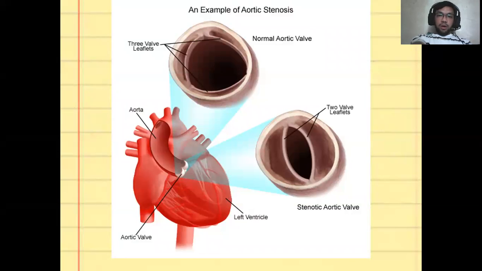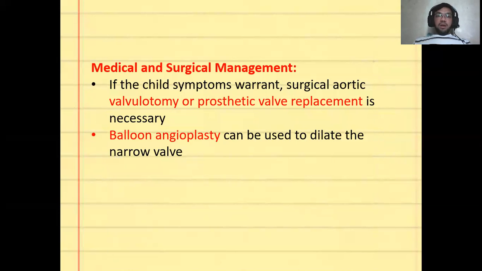So this is a normal aortic valve. It has a wide opening, but for children who have aortic stenosis, they may only have two valve leaflets leading to that stenotic aortic valve. So balloon angioplasty again may be done first to dilate that narrowed valve. But if it is unsuccessful and there are signs and symptoms, or the signs and symptoms are severe, again, valvulotomy or prosthetic valve replacement is necessary to be done on the child.